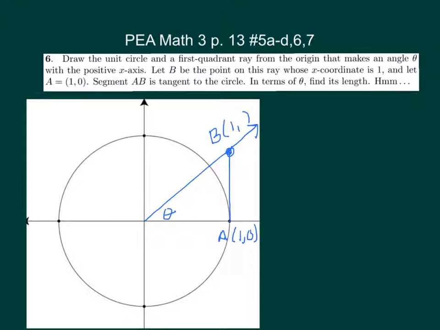And it says segment AB is tangent to the circle. So this is called tangent. I think we talked a little bit about this last year, but tangent to the circle means that it just touches the edge of the circle. It also forms a right angle right here. In terms of theta, find its length. So how would I find this length? We'll call it y because y is the height right there.